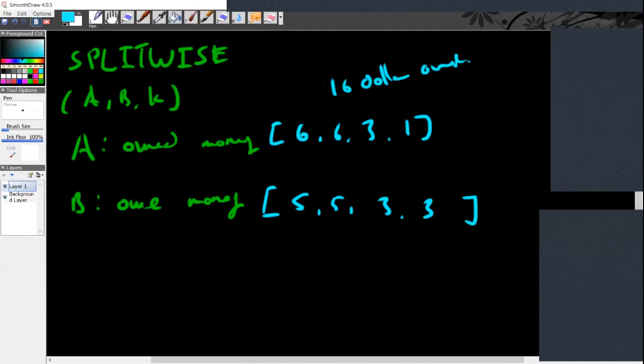So the goal. I mean, of course, if I just give you these two sets, it's going to be: can the people who owe money pay the people who are owed money? And the answer is obviously yes, right? Because the sum is the same. But I have a constraint here. And the constraint is that you can only do it within K transactions.